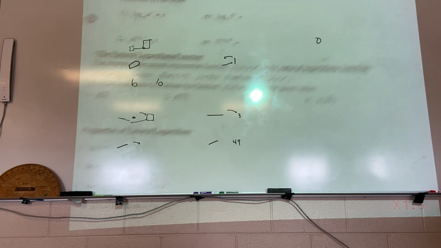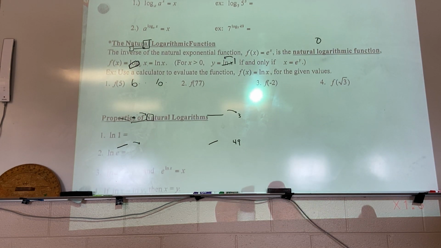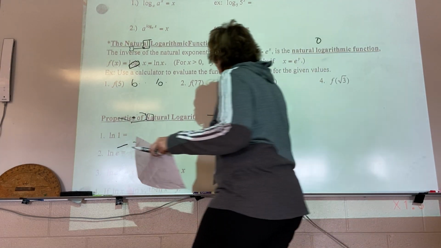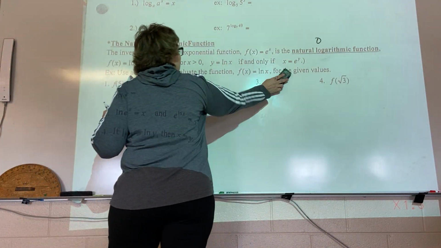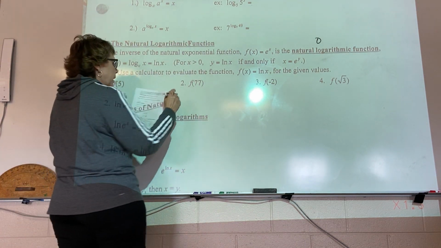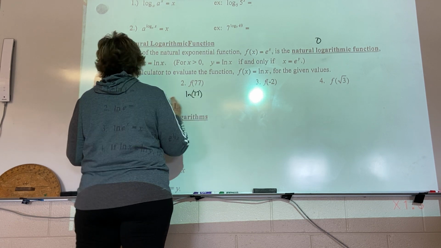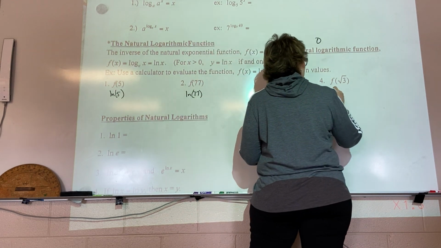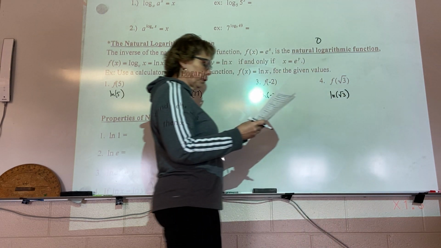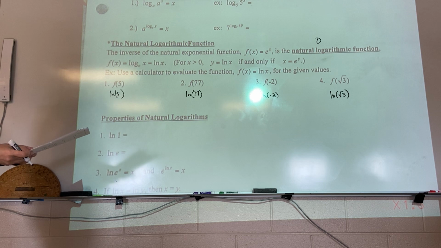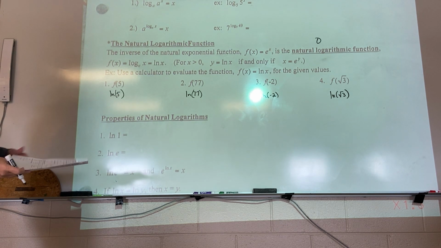And so this next section, you're just evaluating using your calculator. You're just doing the natural log of all of those questions. So you're going to type in your calculator ln 5, ln 77, ln negative 2, which is embedded in parentheses, and then ln square root 3. And you're going to round it to, I think it says 2 or 3 places in the lesson. So it shouldn't be too hard for you.